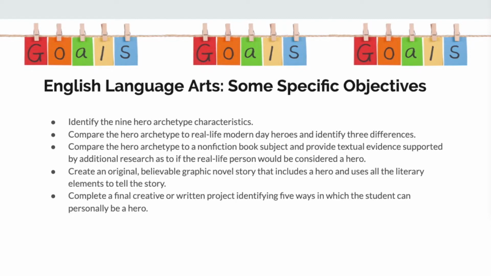They will create an original, believable graphic novel story that includes a hero and uses all the literary elements to tell the story. And finally, they will complete a final creative or written project identifying the 5 ways in which they as themselves can personally be a hero.